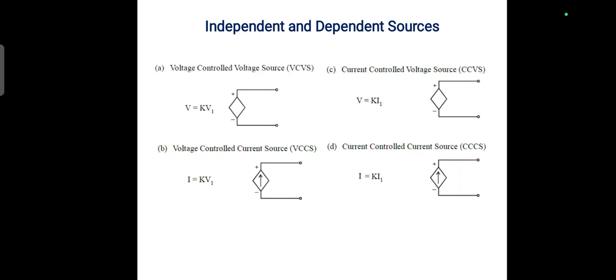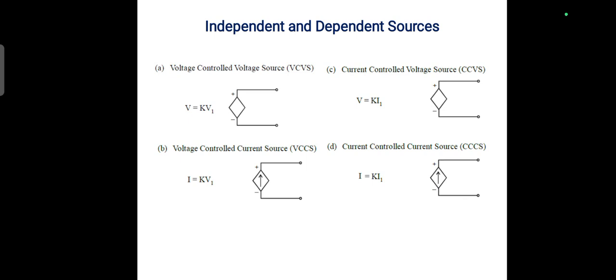So here are the independent and dependent sources. So these are the dependent sources. Here there are four dependent sources. First one is the voltage controlled voltage source, VCVS. So here the voltage depends upon the voltage, so V is equal to K into V1. And the second one is the voltage controlled current source, VCCS.